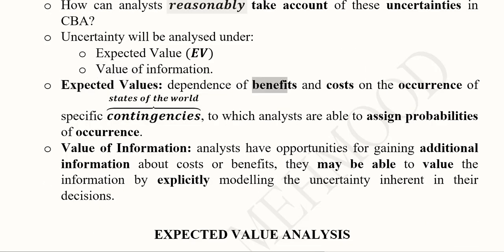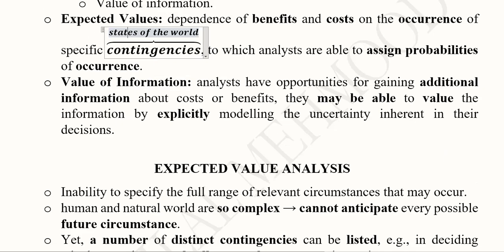It is basically the dependence of the costs and benefits on the occurrence of specific contingencies, which in other words are the states of the world. For example, will it rain or not? These are two different states of the world, and the benefits and the costs of a certain intervention can depend on these contingencies, to which the analysts are able to assign probabilities of occurrence. So will it rain or will it not rain? If it is cloudy, we can say that the probability of having rain will be greater than 0.5. That is, there are more chances of having rain. So we can assign probabilities to find out the likeliness of a certain event.